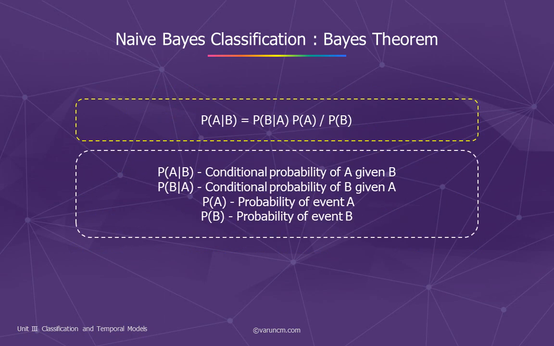Now here P of A by B gives the conditional probability of A, that is the occurrence of event A given event B, and P of B by A gives the conditional probability of B given A. P of A is the probability of occurrence of event A, and P of B is the probability of occurrence of event B. So these are the terms related to this particular probability function as explained in the Bayes theorem.